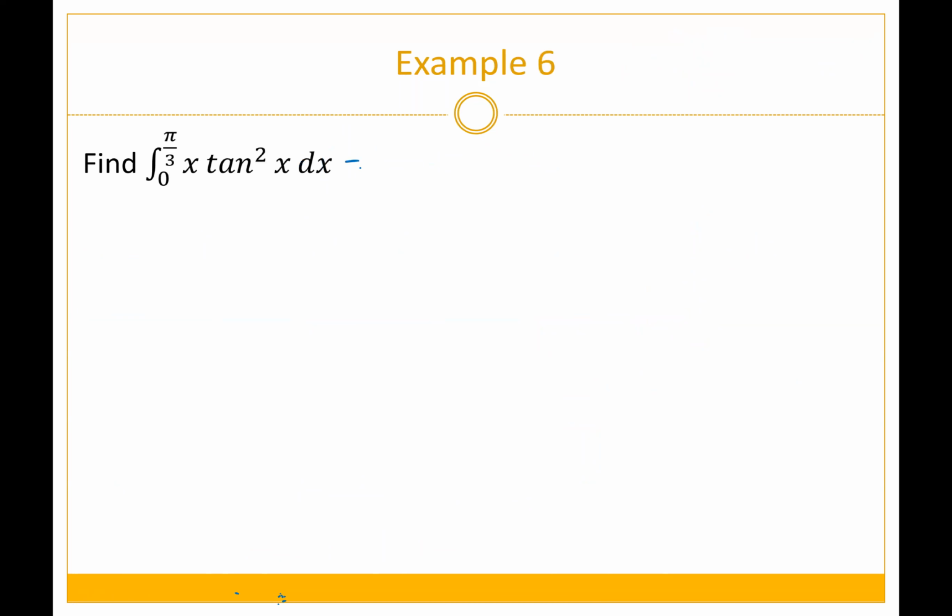So here, we have a polynomial and trigonometry. If we follow the rule, we're going to put u equal to x and dv is tangent square x dx. But no one knows what the integral of tangent square is. So the small manipulation that we have to make here is that tangent square plus 1 is secant square x.